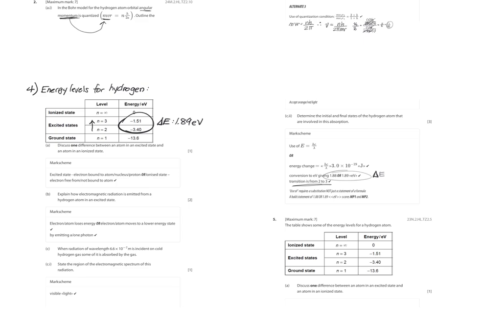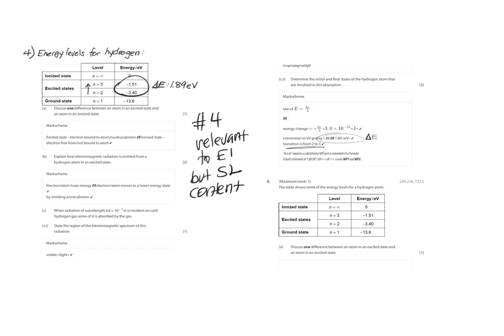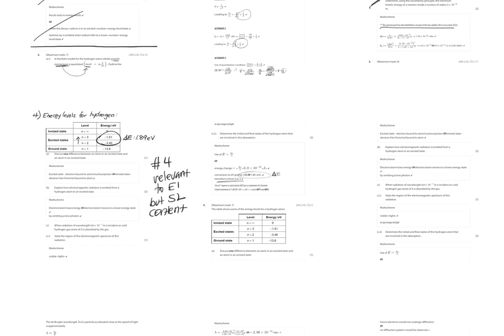Now, that's all relevant to the topic we're studying, but that's all SL content. So I would say number 4 is all relevant to E1, but it's SL content. And then, thank you, question bank. Number 5 is a repeat of number 4. It is literally the exact same question. So we don't need that.